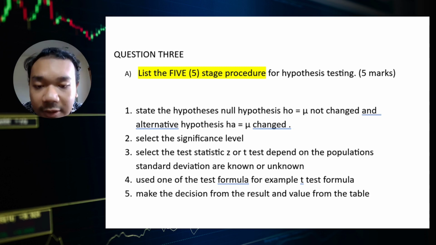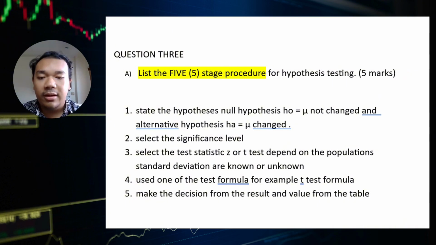Then we use the test formula, for example the t-test. We put all the information needed into the formula, and we make a decision based on what we have calculated, the z-value for example, and the z-value from the table that has been provided. And then we decide either to reject or to accept the null hypothesis, or we choose the alternative hypothesis.